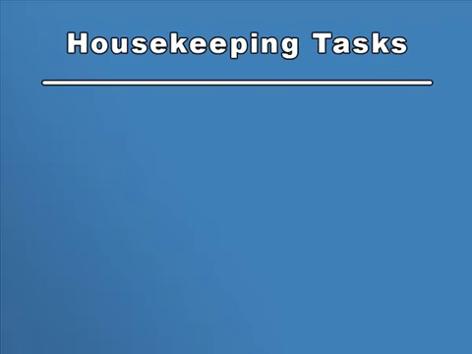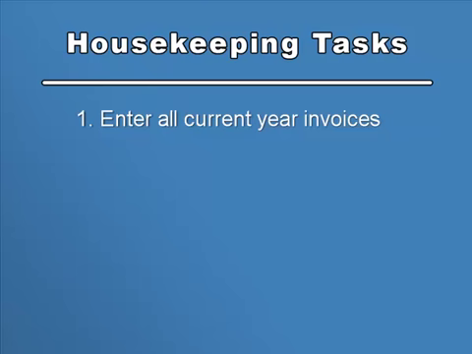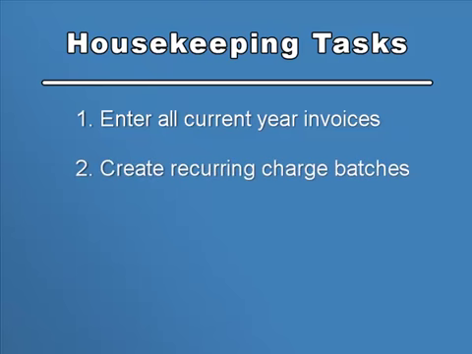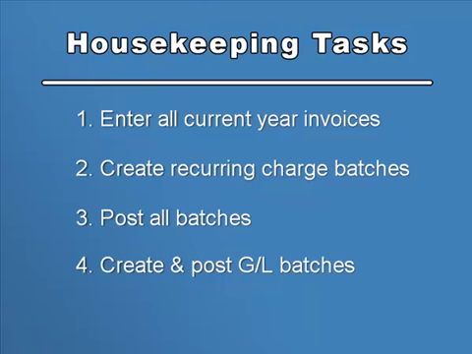In AR and AP, make sure that you've entered all invoices. And if you're using the recurring charge feature, create your recurring charge batches, then make sure all batches are posted in AR and AP, and also to the GL, and finally, print your audit trail. Before we move to the next step, make sure that you've backed up your data.